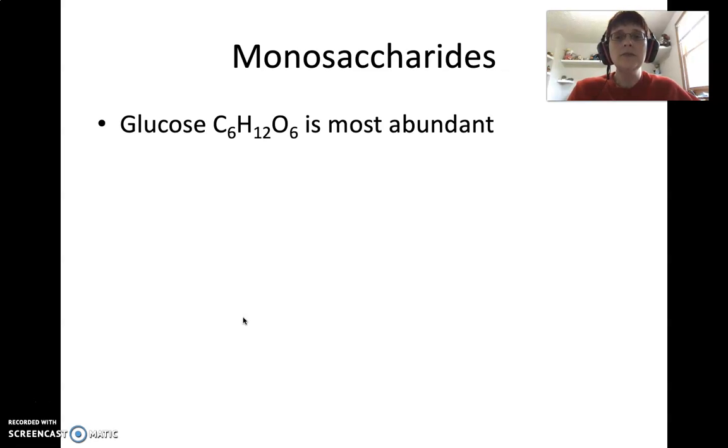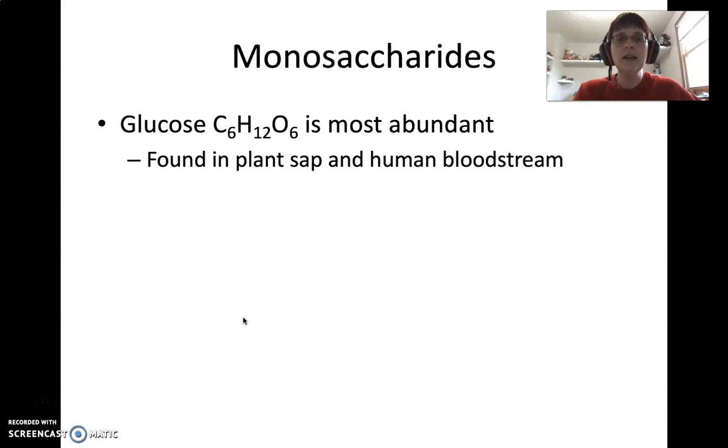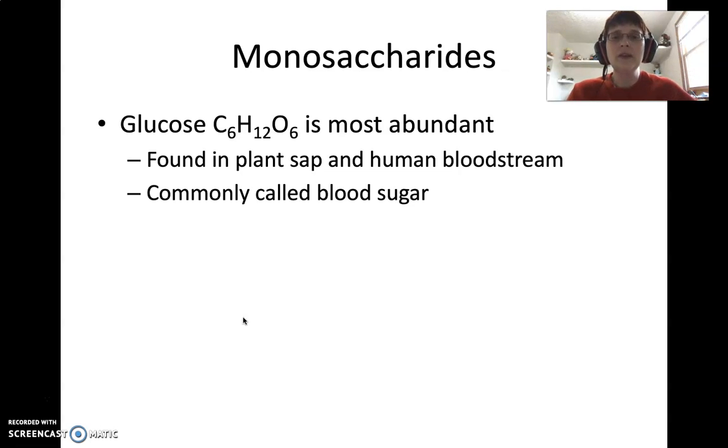So monosaccharides, the most abundant one is one I'm sure you have heard of, which is glucose. So this is what you call blood sugar. This is what we find in plant sap and the human bloodstream. So if you've ever had maple syrup, you are actually drinking glucose. That's what maple syrup is, if it's not made out of corn syrup. True maple syrup is actually plant sap that has been drawn out of the plant and then boiled down to make that syrup. So as I said, it's commonly called our blood sugar in humans.